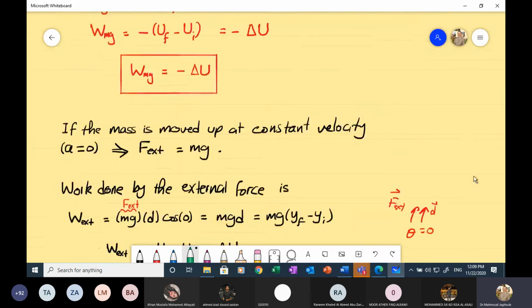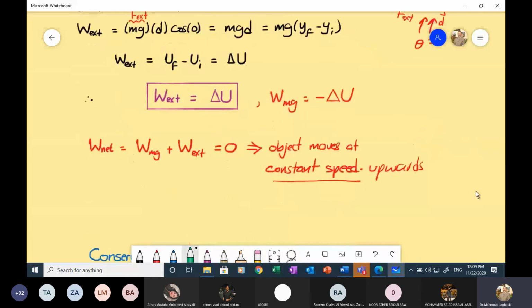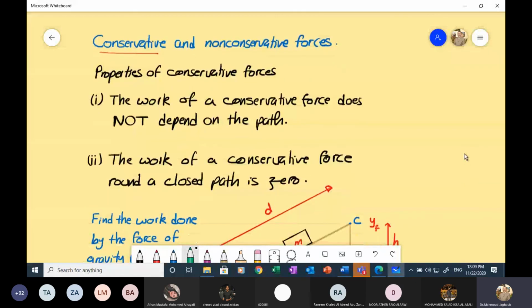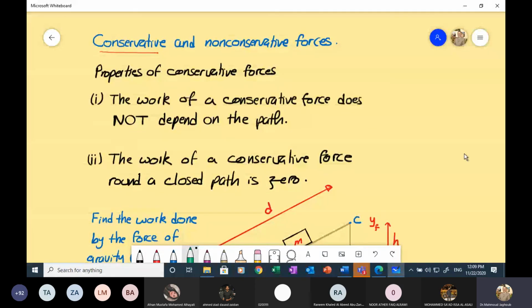Okay, let's see what we mean now by conservative and non-conservative forces. A conservative force means, in Arabic, قوة محافظة. And non-conservative forces means القوة غير المحافظة. That is, a conservative force and a non-conservative force.